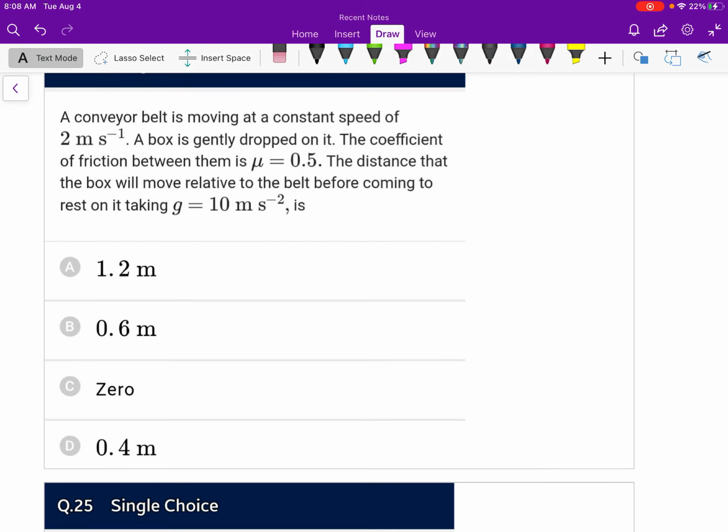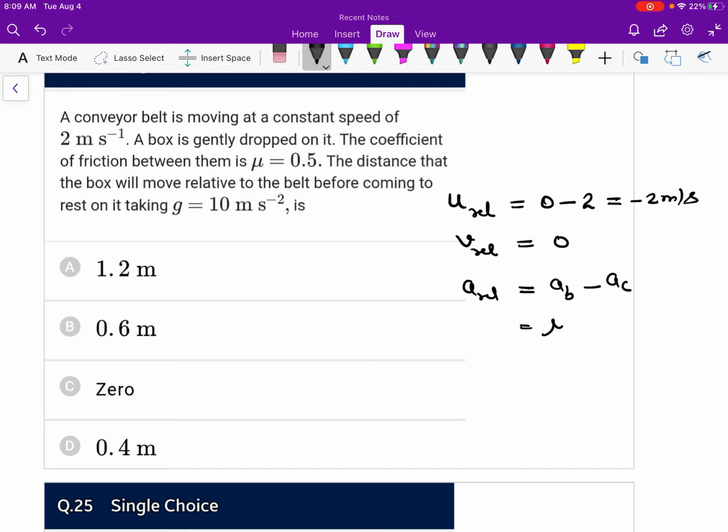A conveyor belt is moving at constant speed. A box is gently dropped on it. So u of box relative to conveyor belt is 0 minus 2, that is minus 2 meter per second. Finally, the box comes to a stop on the belt, so v relative is 0. And acceleration relative is the acceleration of box minus acceleration of conveyor belt. Acceleration of box is mu g and acceleration of conveyor belt is 0. So that is mu g, which is 5 meter per second square.